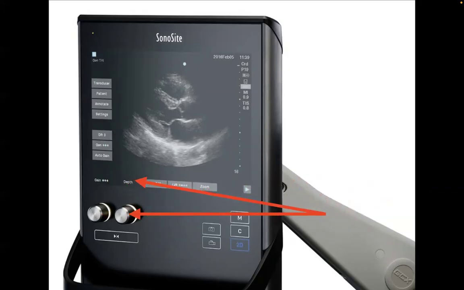And then the depth. This determines how far the ultrasound waves should shoot into the body. As you can see on the side of the image, there are dots and also a number. This is 16 centimeters deep. With the depth dial, you can turn it down and turn it up, and that allows you to control how deep to scan.